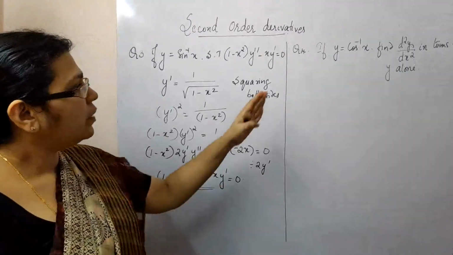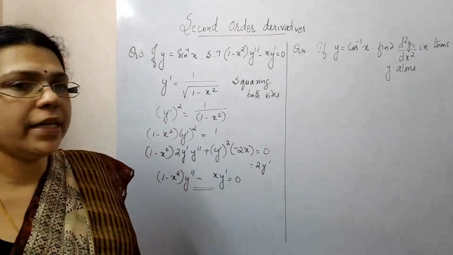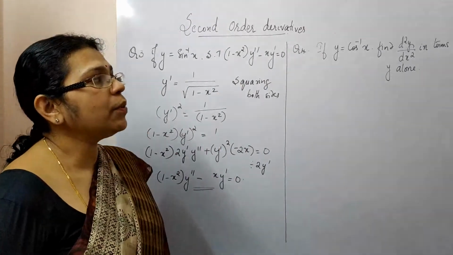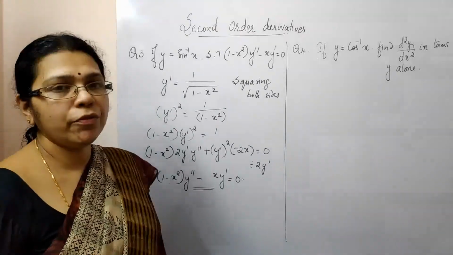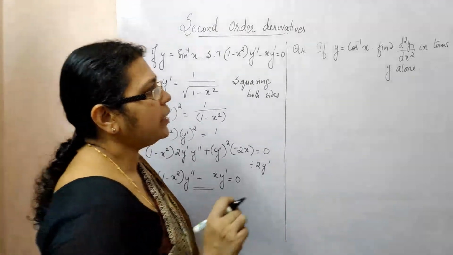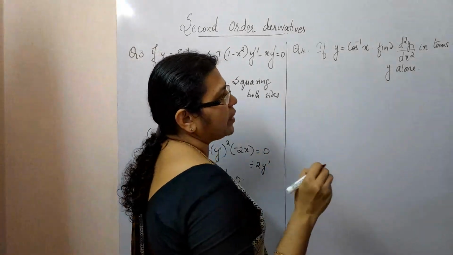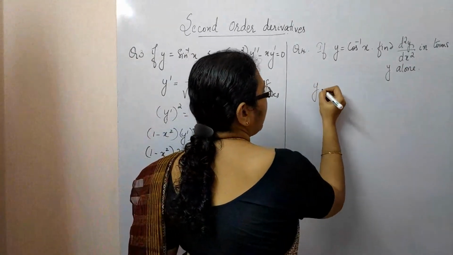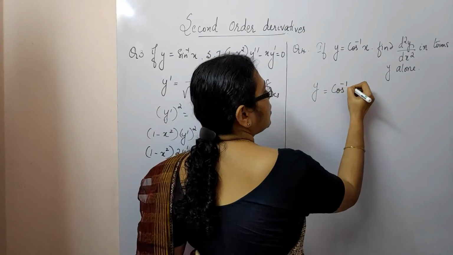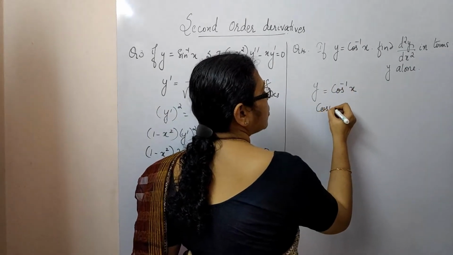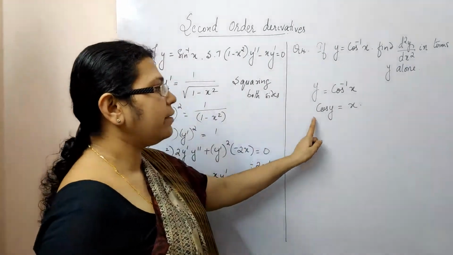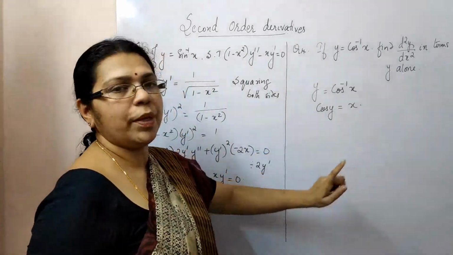Okay. Now, let's see the next question where y is equal to cos inverse of x. You are asked to find d square y by dx square in terms of y alone. So, let's see how to find d square y by dx square in terms of y alone. So, that is something different. We have y is equal to cos inverse of x. So, what is cos y? Cos y equals x.